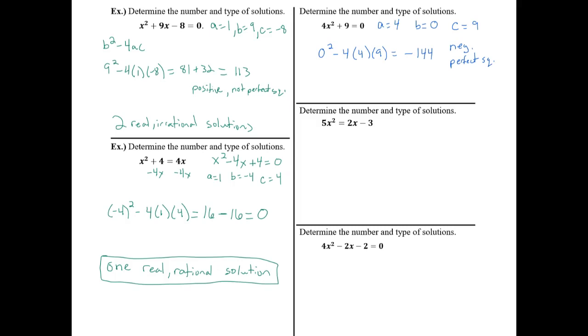This is a negative number and a perfect square. So since it's negative, there will be two complex or imaginary and rational solutions. Because of that perfect square, we'll be able to take the square root of a perfect square, and it will end up rational. So two complex but rational solutions.